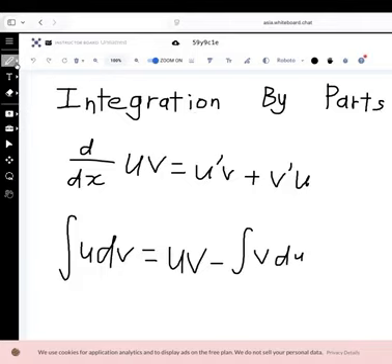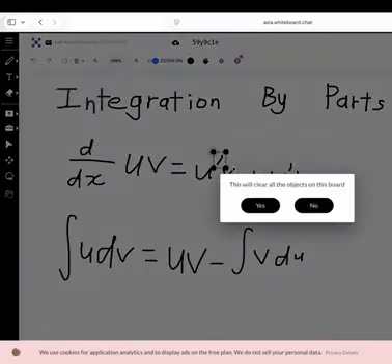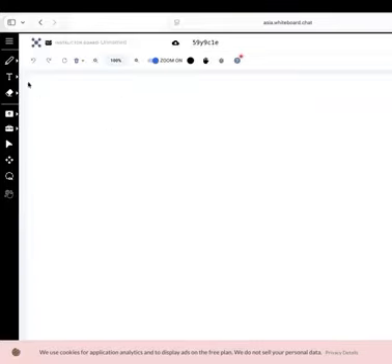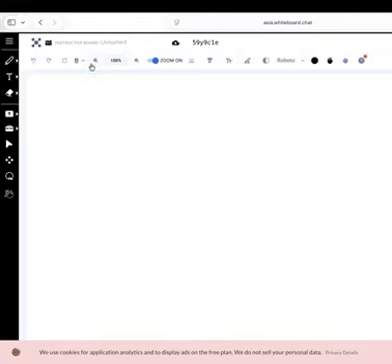And now let's take a look at a few examples. First we'll look at the first few easy ones. Let's say we want to find the integral of x times e to the x dx.